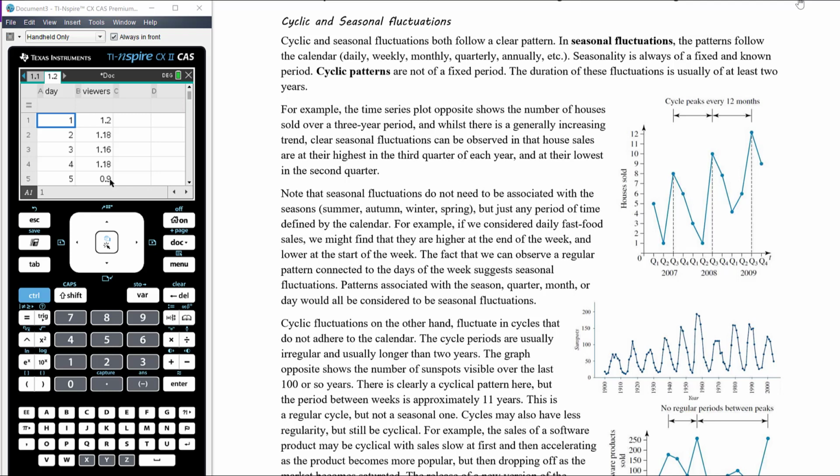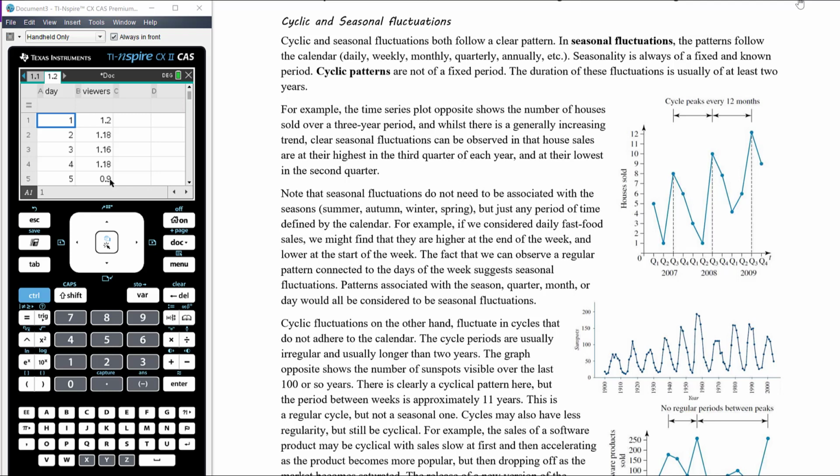It's not exactly the same shape, but that sense that sales drop in the second quarter and they increase again in the third quarter before slowly dropping through the fourth and first quarters again into the next second quarter. The fact that we're seeing that regular pattern is seasonal fluctuations.